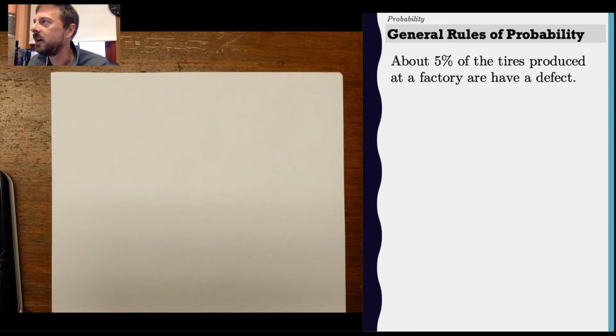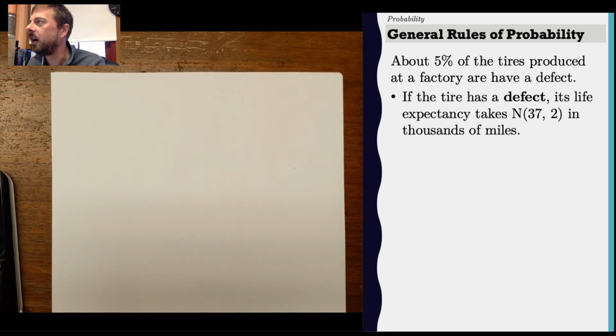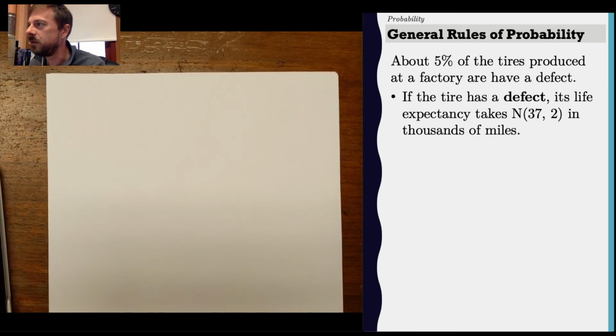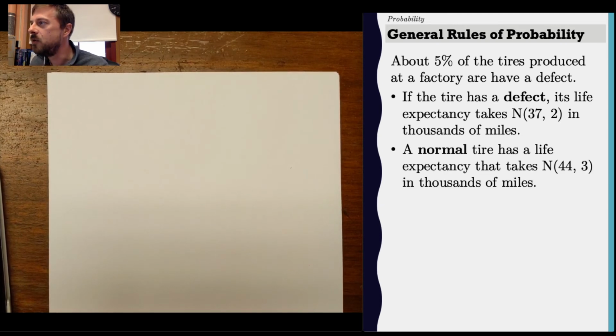All right, so we know 5% of tires produced at a factory have a defect. I just noticed there's a typo there too. If the tire has a defect, its life expectancy takes a normal distribution with a mean of 37 and a standard deviation of 2, in thousands of miles. So that's interesting. A normal tire has a life expectancy that takes a normal distribution of 44, 3. In other words, it has an average lifespan of 44,000 miles with a standard deviation of 3,000 miles.